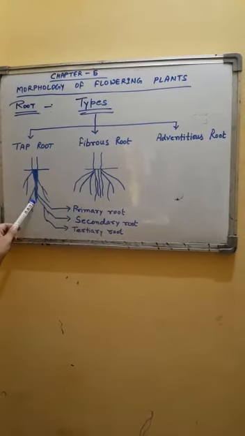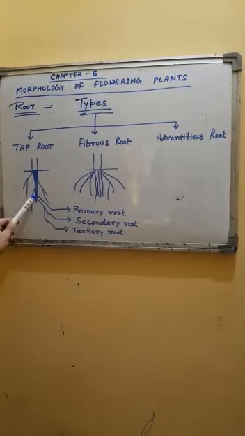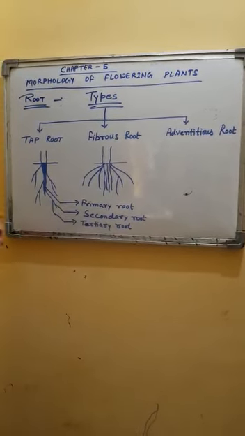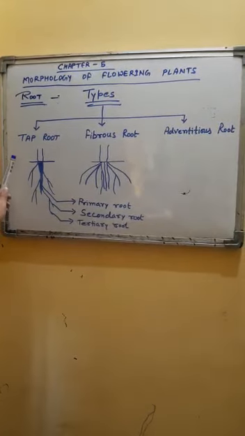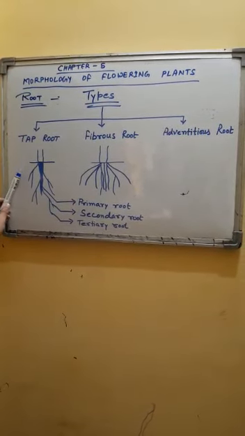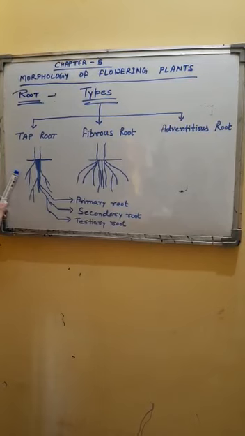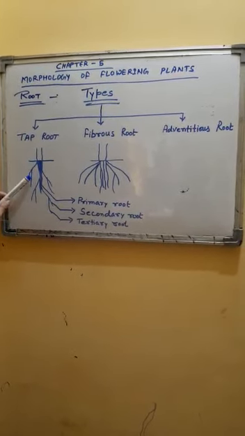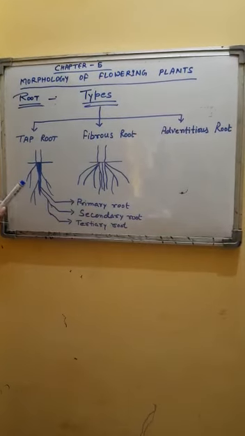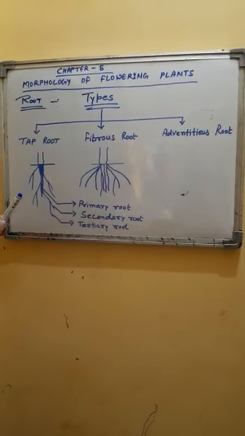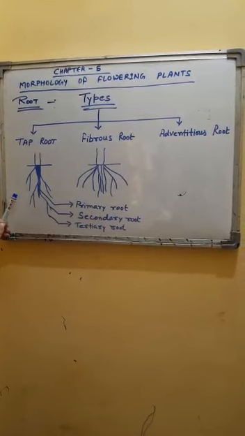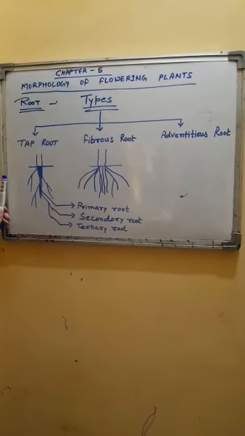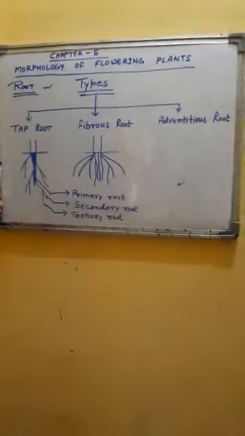See here, this is the primary root. The secondary root arises from the primary root and the tertiary root arises from the secondary root. So this is an example of taproot where the radicle grows as the main thick root, the primary root, then secondary and tertiary roots. This root system is called the taproot system and is found in most of the dicot plants.